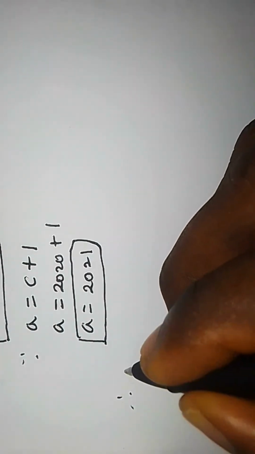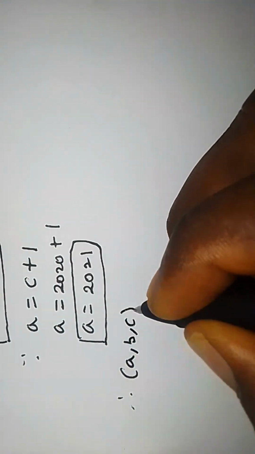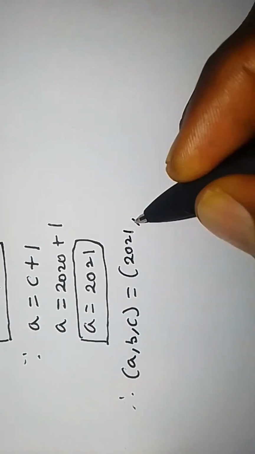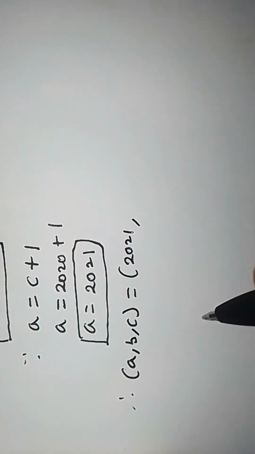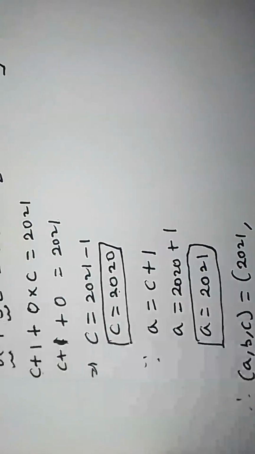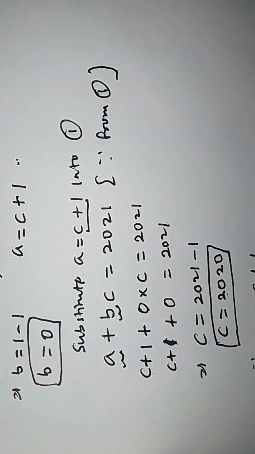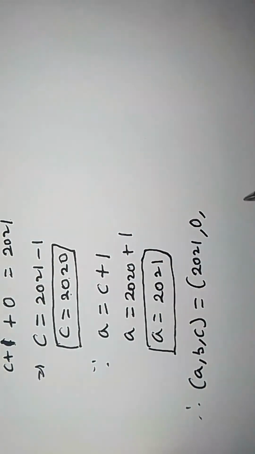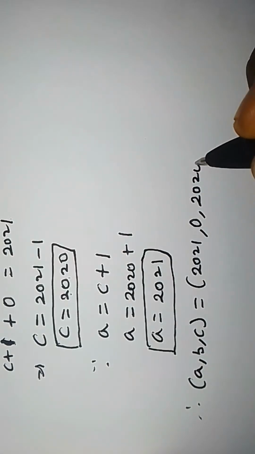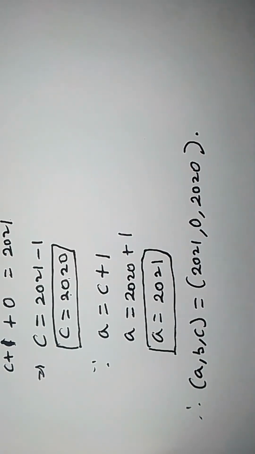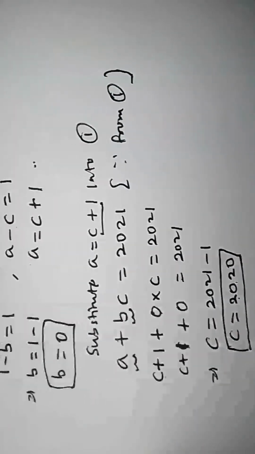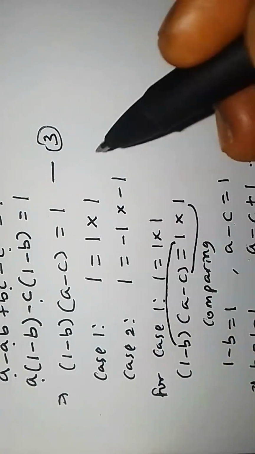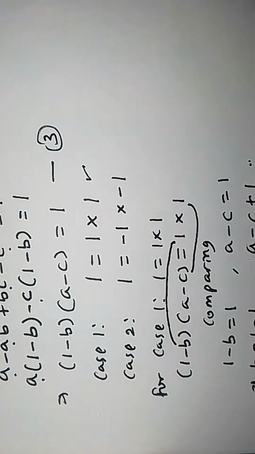Therefore, the first solution, A, B, C, is A is 2021, B is 0, and the value of C is 2020. This is the first solution. What is left now is to consider the other case, which is case 2. We are done with this first case. Remain case 2.